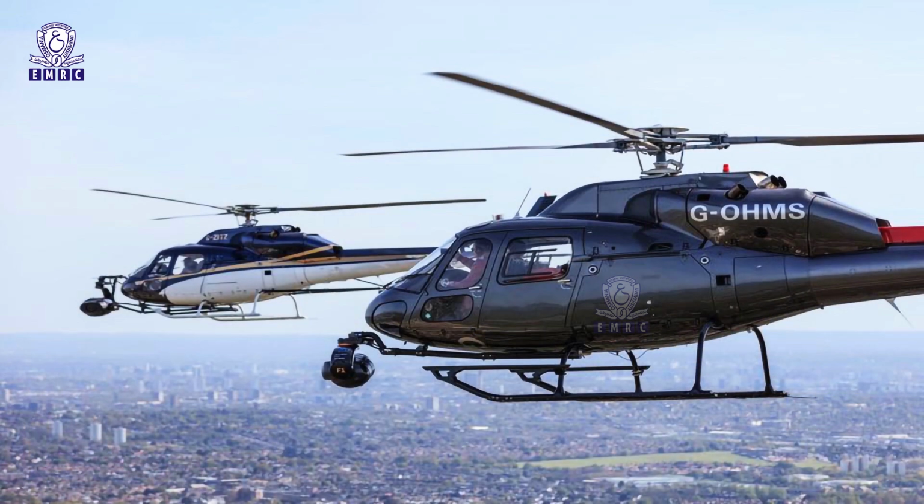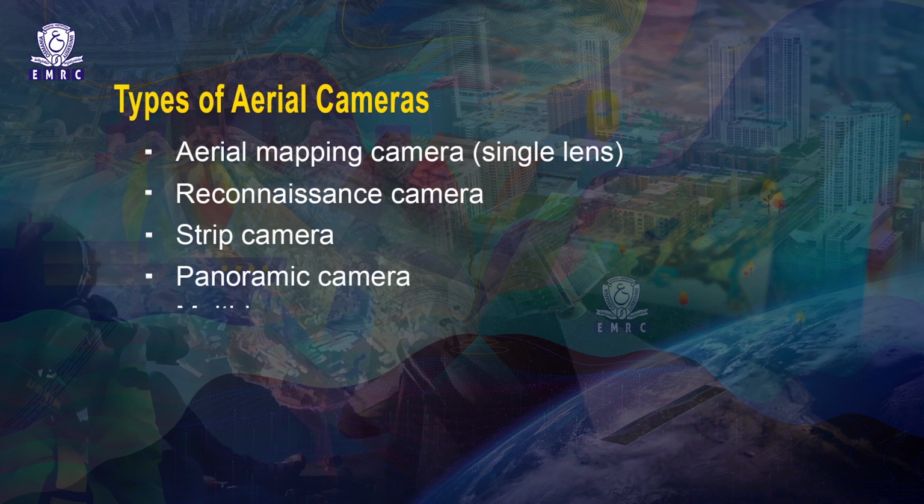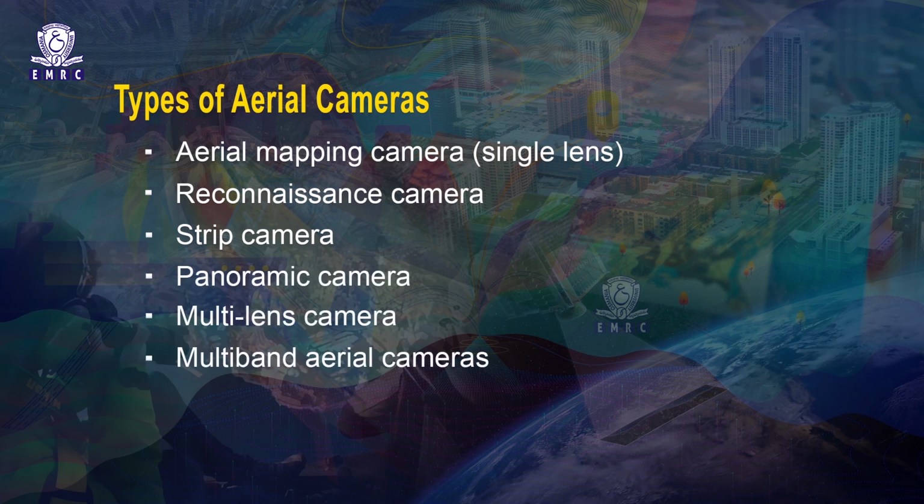There are various types of aerial cameras such as the aerial mapping camera, which is a single lens, reconnaissance camera, strip camera, panoramic camera, multi-lens camera, multi-band aerial camera, and digital cameras.